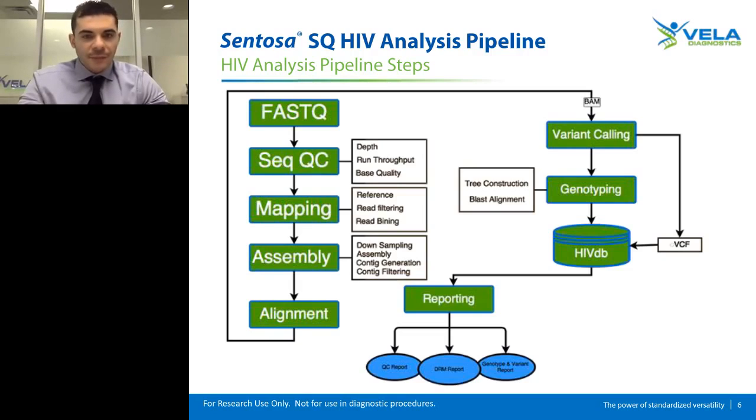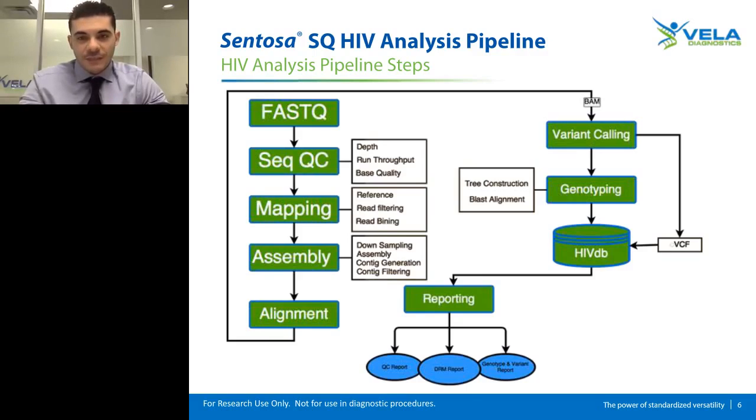Then we do mapping, so we align to a reference, and then we do some read filtering. Then we take all those reads and we assemble a contig. So a contig is a consensus sequence of all the reads that have been generated. We then do a further alignment and generate a BAM file. That BAM file goes into the variant calling software.